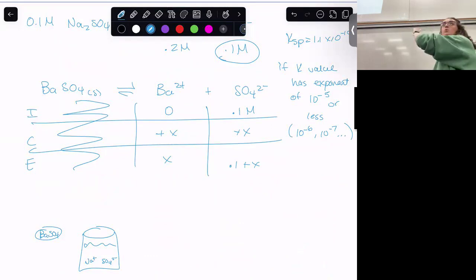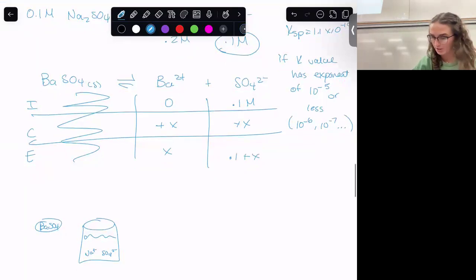So the equilibrium is still the same. The value that we're going to get for X will be different. Well, let's keep going with it. Maybe seeing the actual numbers will make it a little bit more sense, right? So at equilibrium, we have x in 0.1 plus x, but that plus x is going to be really, really small, right? So KSP here is still 1.1 times 10 to the negative 10.